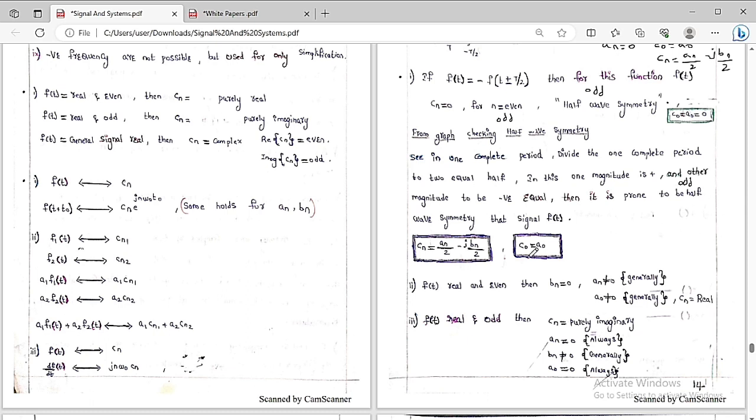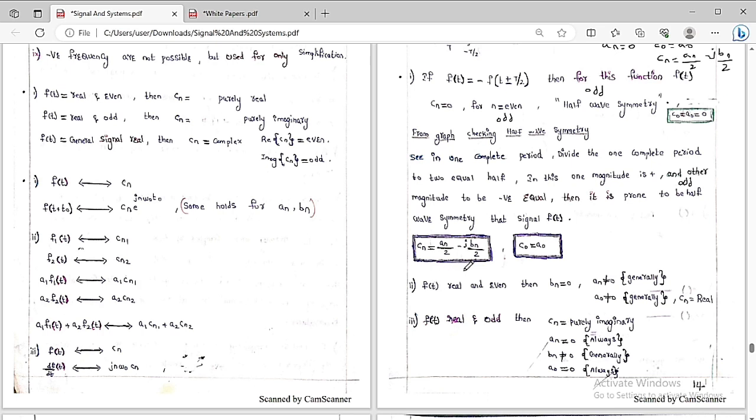Then I already told you what C0 is. C0 is equal to A naught, and Cn is A by 2 minus j Bn by 2. I already told you. So now I have told you the meaning of an odd signal, I have already told the meaning of an even signal, and I have already told you the meaning of odd half-wave symmetry.